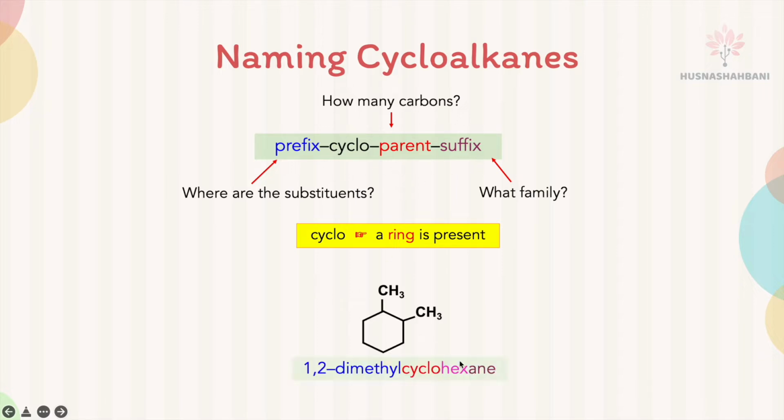For example, the suffix "ane" means the alkane group, and hex means a 6-carbon parent, and you add the word cyclo before the parent. As the prefix, the substituents are at carbon number 1 and carbon number 2, there are 2 methyl groups, so 1,2-dimethyl is the prefix. The parent is hexane, with the word cyclo at the front.